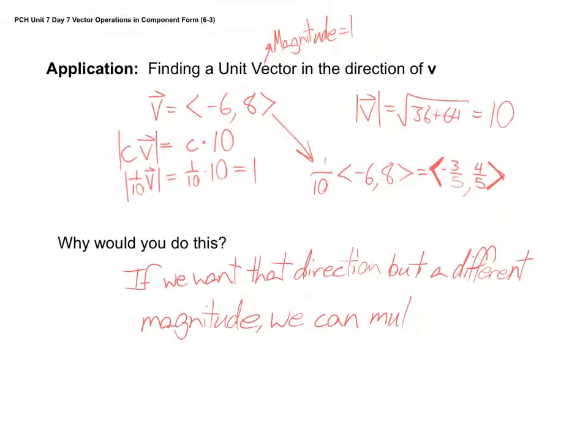Hang on. So if you want to do it in one step, you could multiply by a fraction. You could multiply by the magnitude you want over the current magnitude, or original magnitude if you want to say that. Okay?